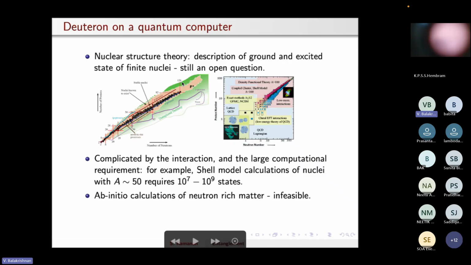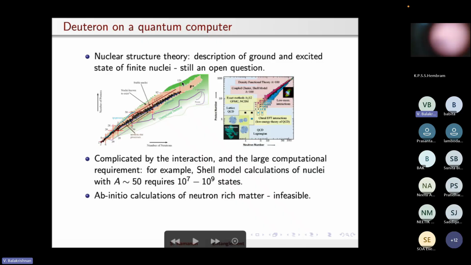Now, coming back to the nuclear many-body problem, this problem has been around for over a century, because it still does not have an ab initio theoretical description. And it's partly because of the complications that occur at the two-body level, as well as also because of the fact that nuclei are composite objects.